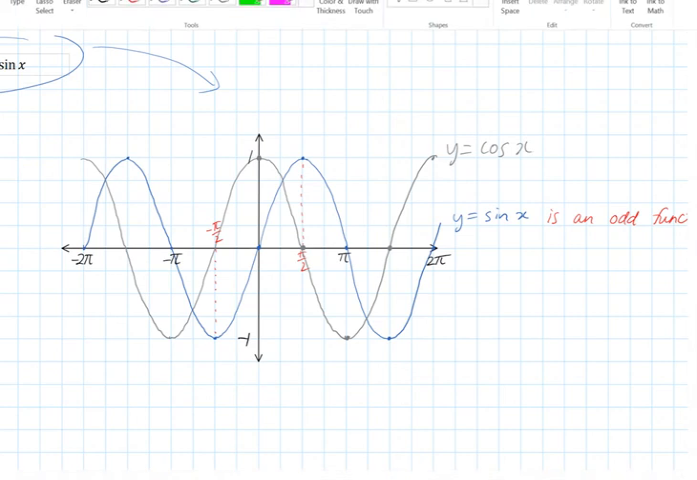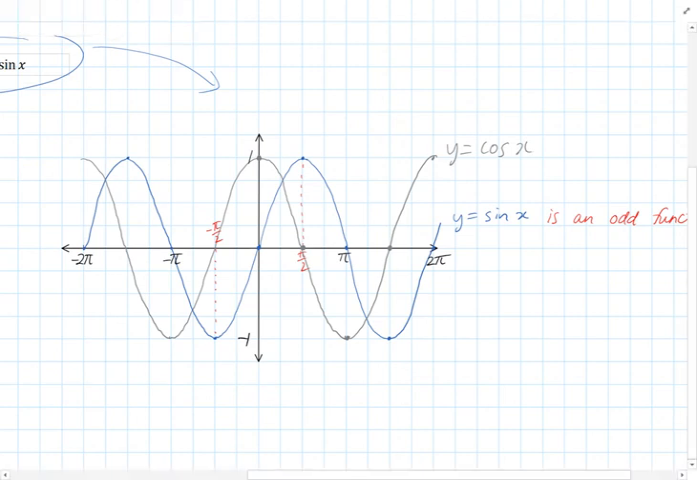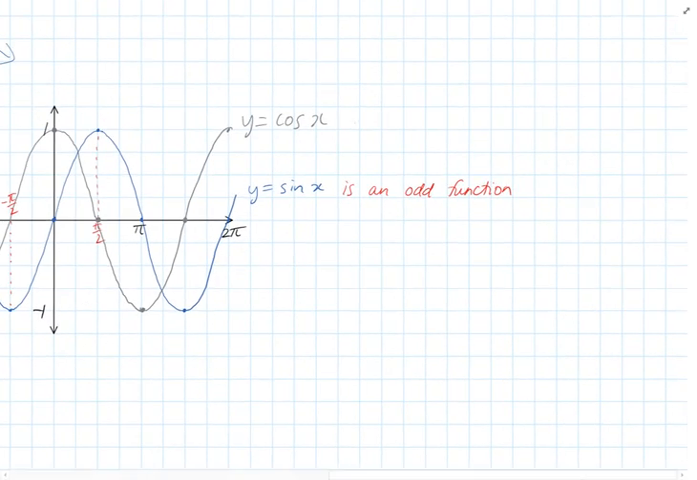So looking at the values for this one, if we've got a positive value for 2 pi, if we look at negative 2 pi, we've also got a positive value. Likewise, for a positive value of pi, we have a negative value, and for a negative value of pi, we also have negative. And so cos would be an example of an even function. So y equals cos x is an even function.